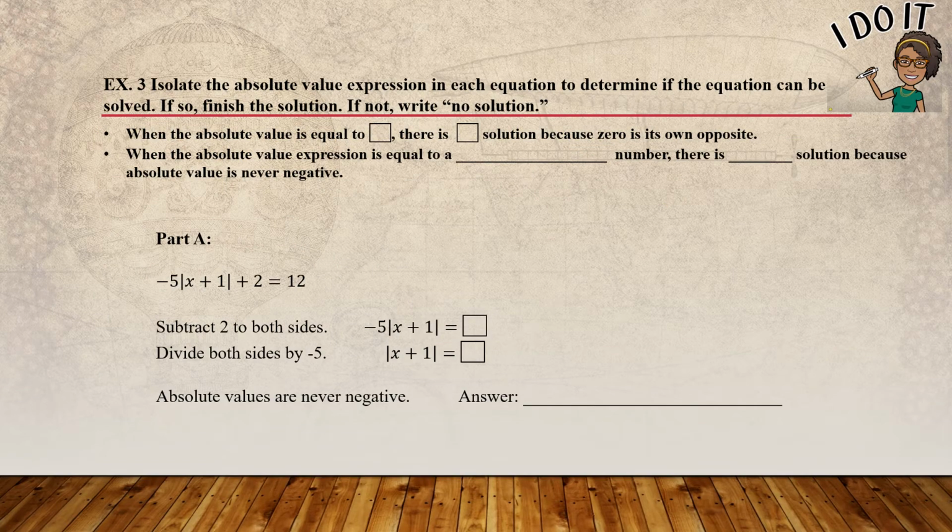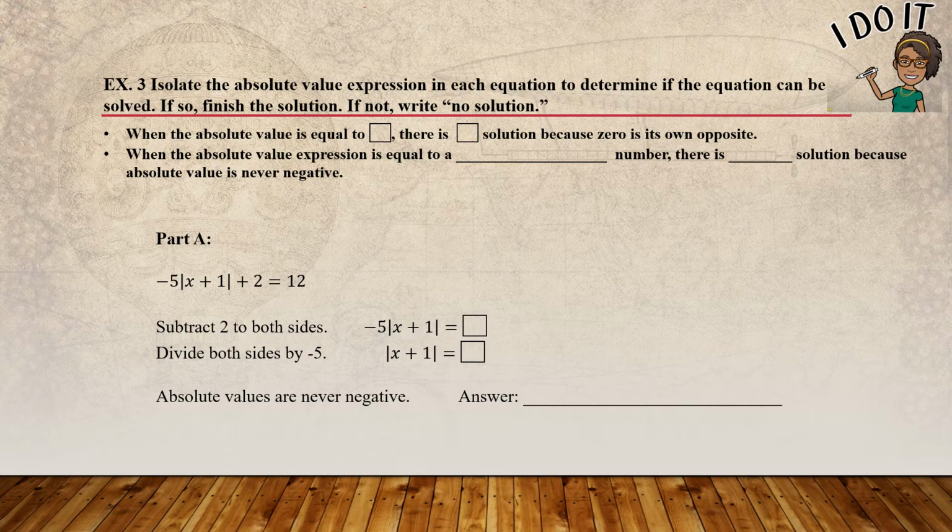Okay, so let's look at example number 3. We have part A and part B. We're going to isolate the absolute value expression in each equation to determine if the equation can be solved. If so, we're going to finish the solution. If not, we're going to write no solution.